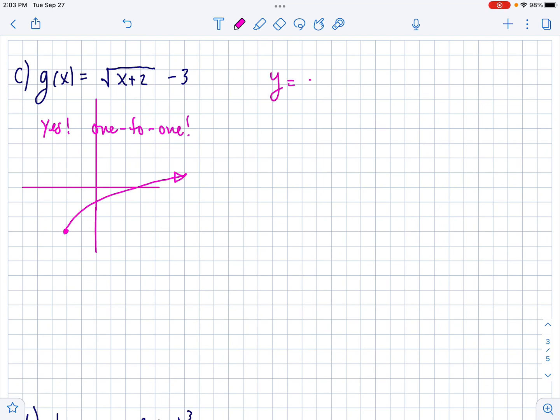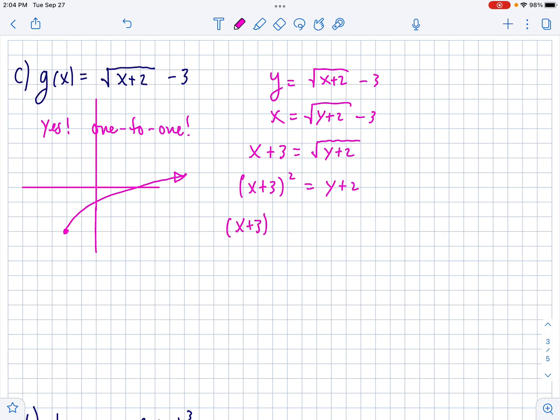To find the inverse, we will write it as y is equal to the square root of x plus 2, take away 3, then switch the x and the y. Then I will add 3 to both sides. Then I will square both sides to get rid of the square root. So we'll do x plus 3, quantity squared is equal to y plus 2. Then subtract 2 from both sides. So g to the negative 1 of x is equal to x plus 3 squared, take away 2.